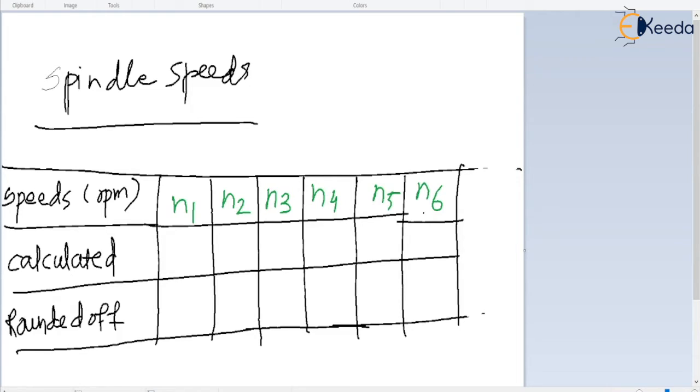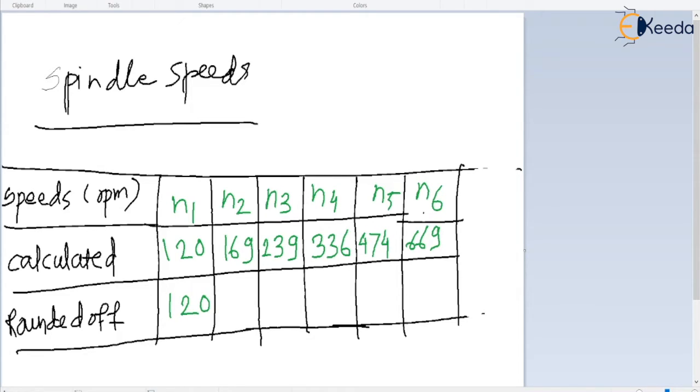Now if we check the actual values, it is 120. Second value is 169. N3 we have calculated as 239, and N4 is 336, and N5 is 474, and N6 is 669. Now we are going to round it off. How? For 120 we will keep it 120 only.